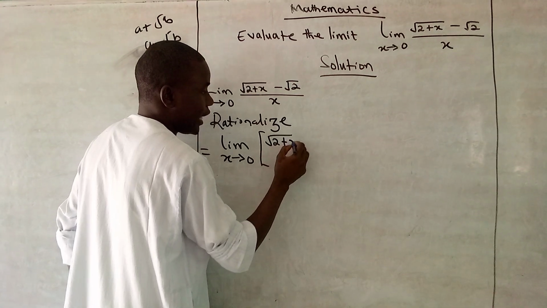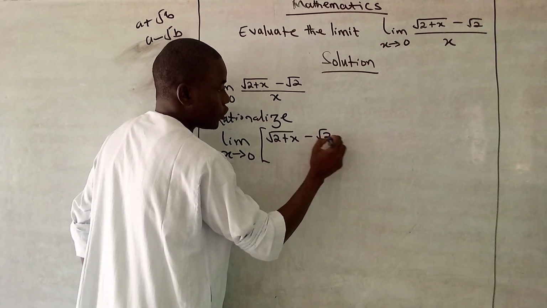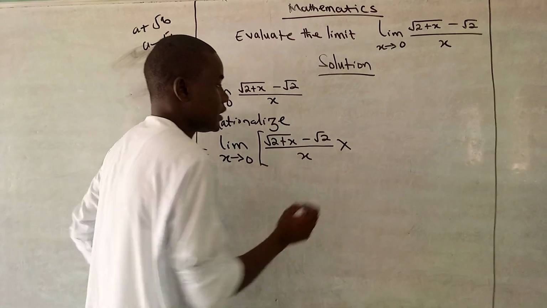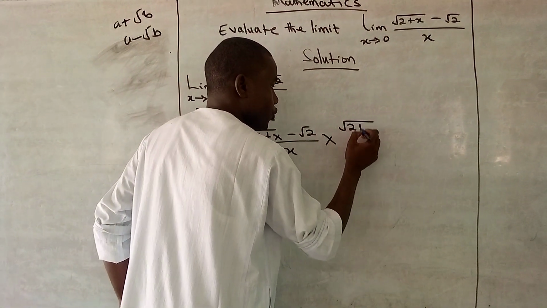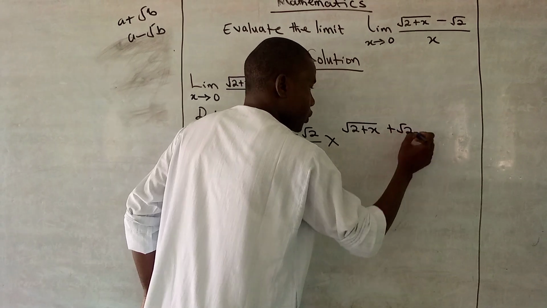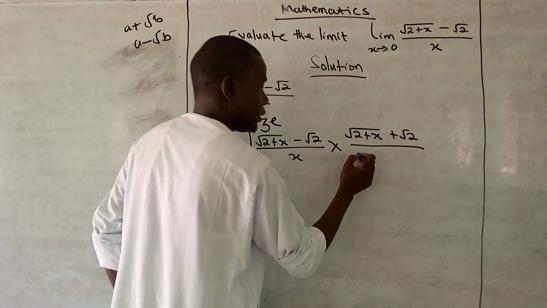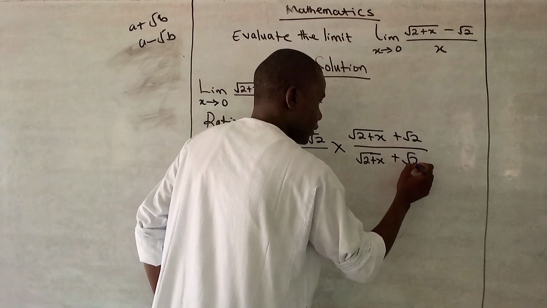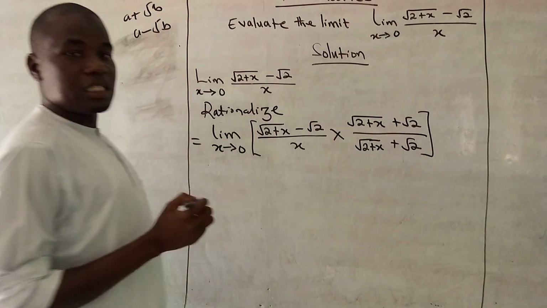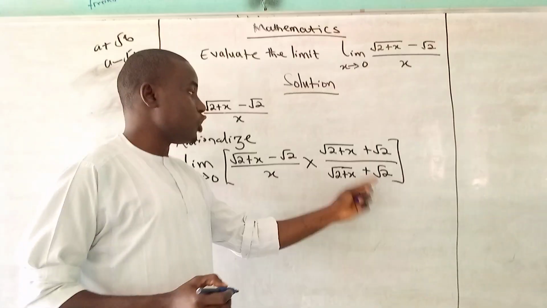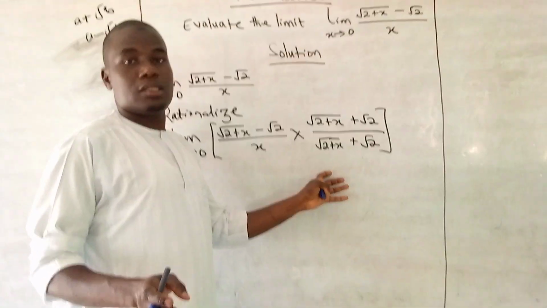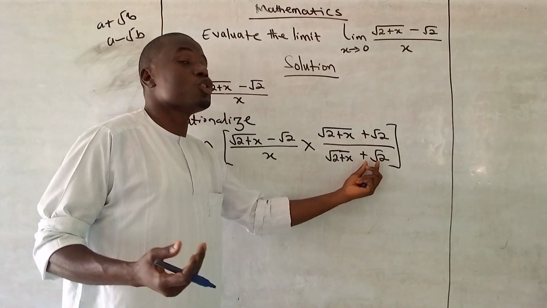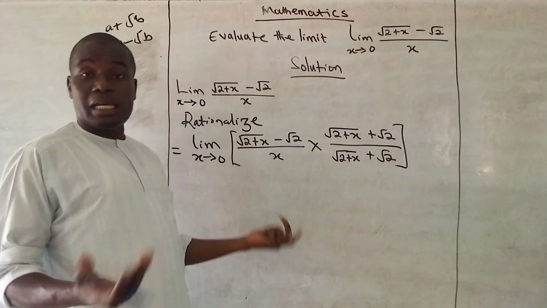square root of 2 plus x minus square root of 2 over x, times, we multiply this by the conjugate, which is root of 2 plus x plus root 2, divided by root of 2 plus x plus root 2. So this is mathematics. Multiplying both numerator and denominator by this, we didn't do anything to the original function. This divided by this is 1, multiplied by this it is still as it is.